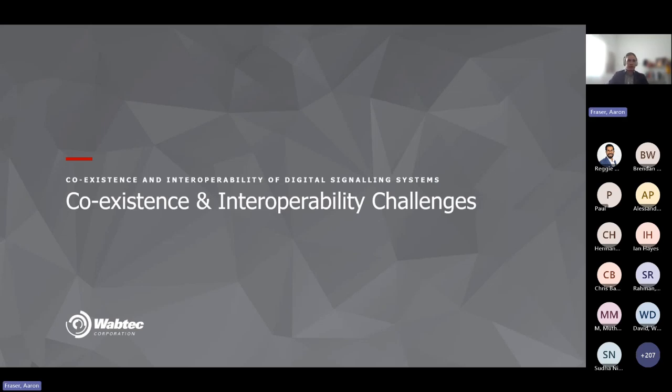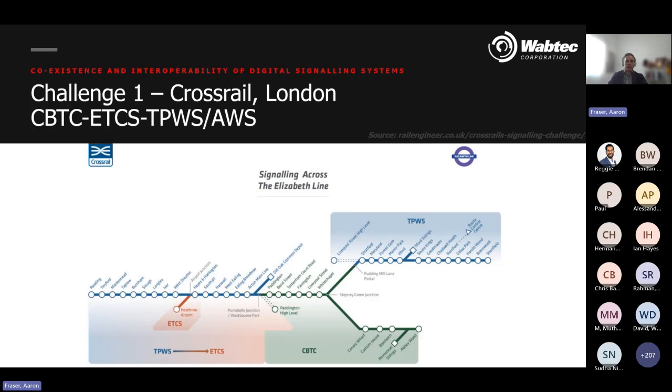Now let's look at some of the emerging coexistence and interoperability challenges that are occurring on a global scale. Firstly, we'll look at Crossrail in London. Crossrail was an ambitious project to create a new east-west mainline railway through central London. It's a highly complex arrangement with many interfaces between different new and legacy systems, mainly due to CBTC being chosen as the technology for the central core to enable 30 trains per hour. As you can see in the diagram, there are multiple signaling systems and interfaces between TPWS, AWS, ETCS, and CBTC.